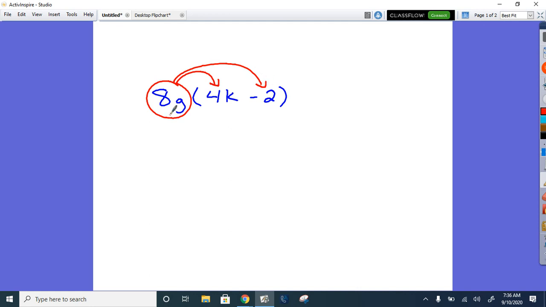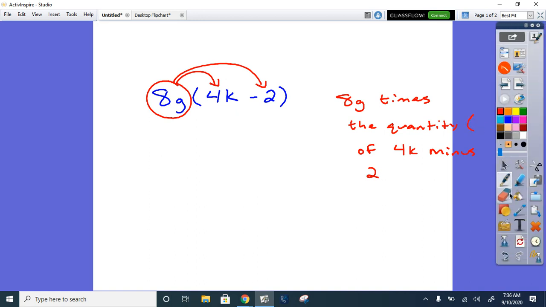So here I have 8g times the quantity of 4k minus 2. That's how we say it in our class. But again, we want to make sure that we keep in mind this quantity implies we have parentheses here. Okay? So I digress. Now, let's actually multiply through.